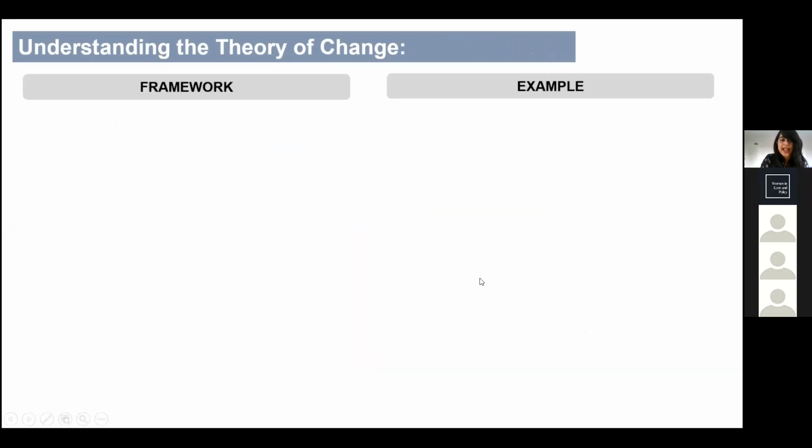And let's break down the theory of change to understand how outputs, outcomes, and impact are linked to one another. We will use an example to correlate our understanding of how we will go about this. So let's start at the bottom and let's think about an example.